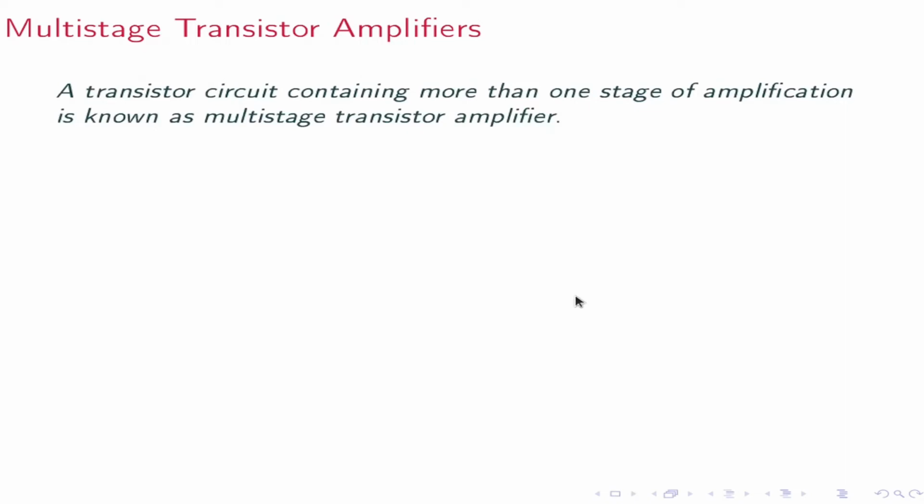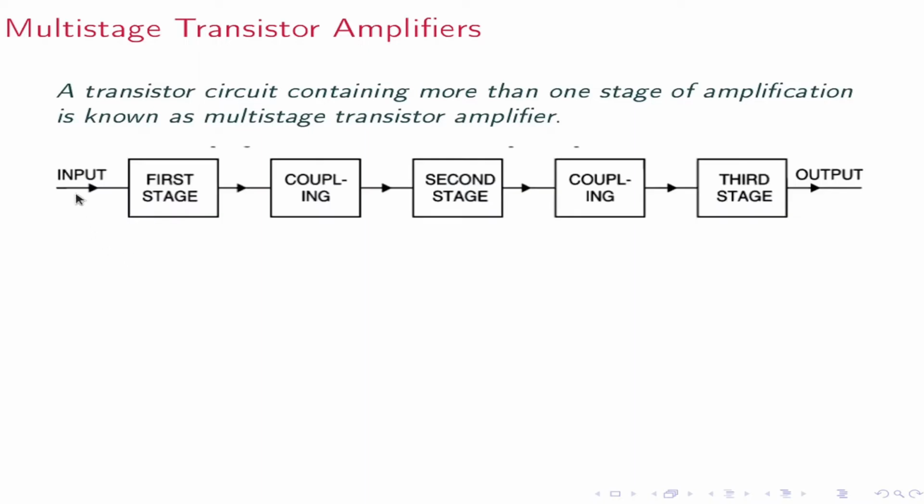Multistage transistor amplifiers. In a multistage transistor amplifier, there is more than one transistor amplifier circuit. The input goes to the first stage, which is connected through a coupling to the second stage, then a coupling, a third stage, output, etc. So this is a 3-stage transistor amplifier.